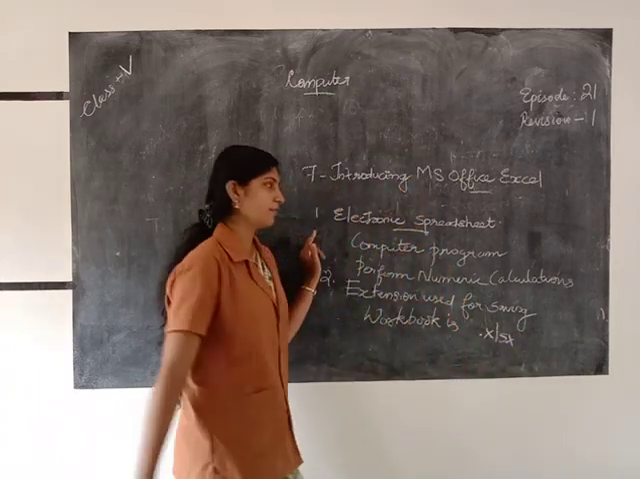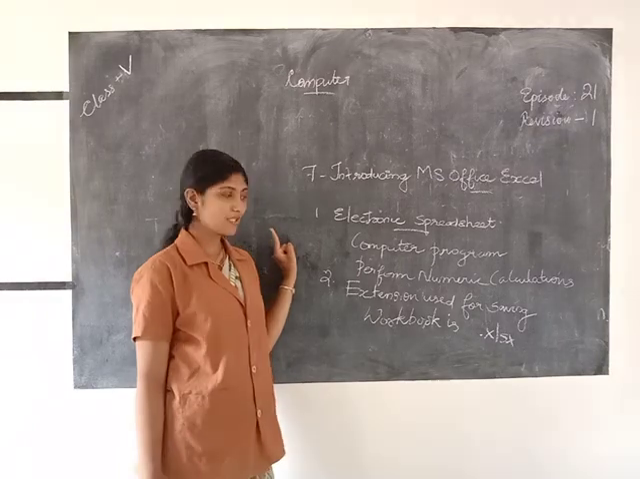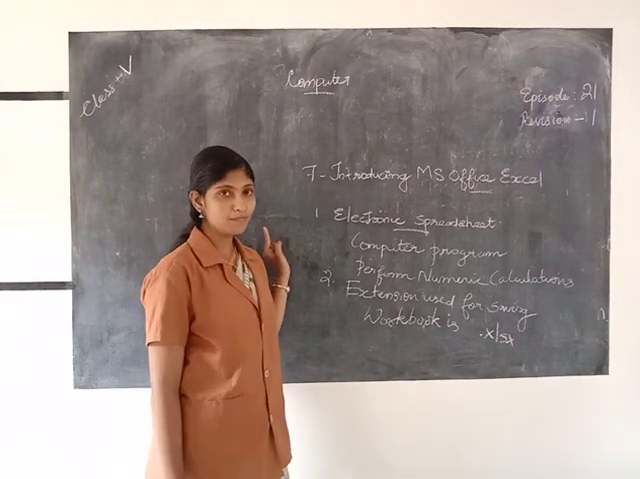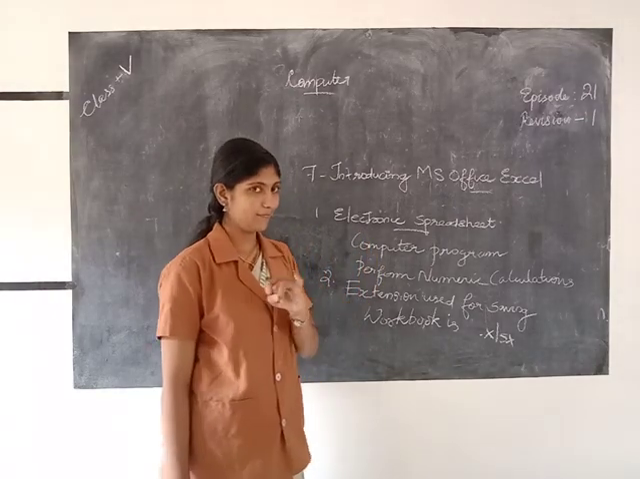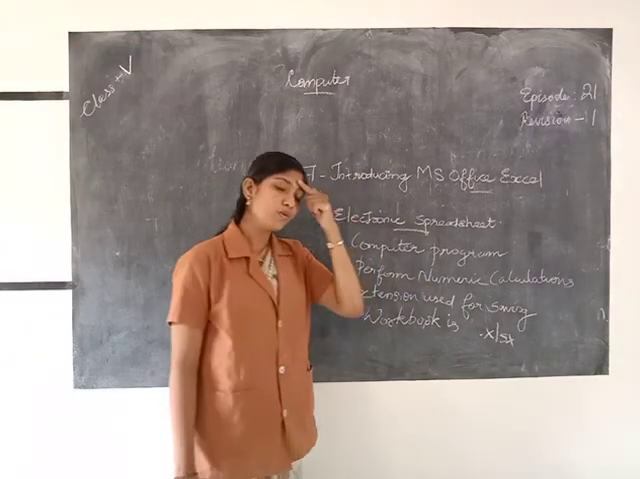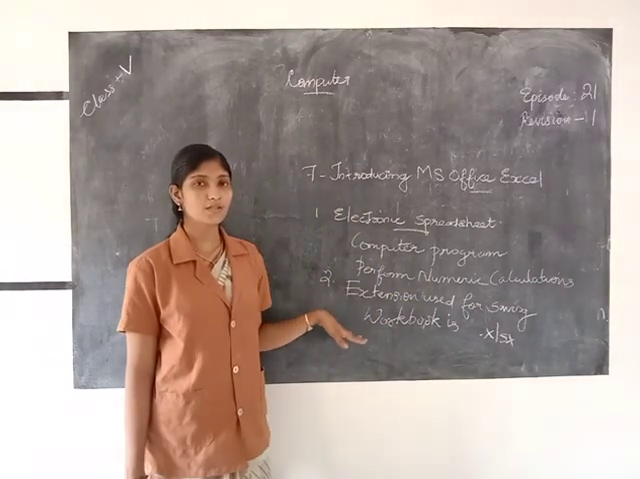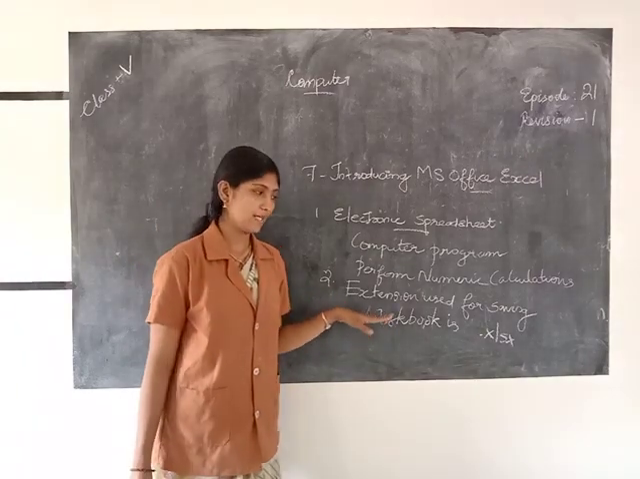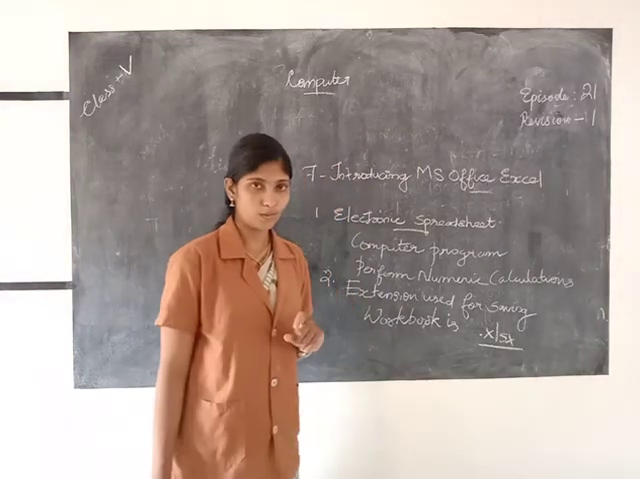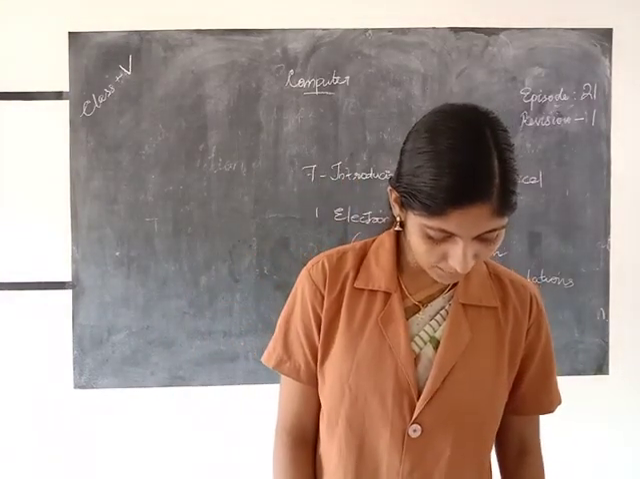Right? Okay, so first point, what is electronic spreadsheet? It is the computer program used to perform numeric calculations easily. Okay. Then second one, what is the extension used for saving workbook? So the extension is .xlsx. Then next one.